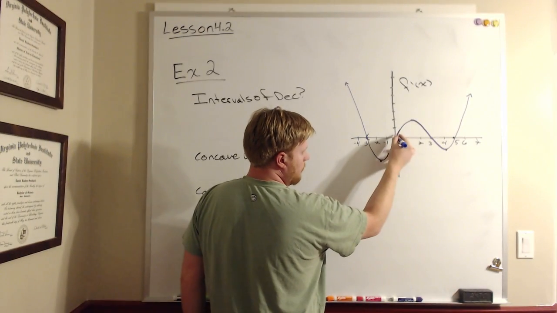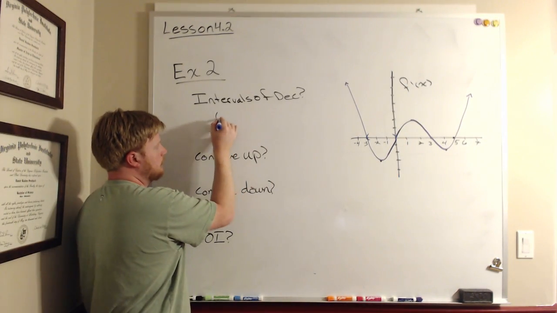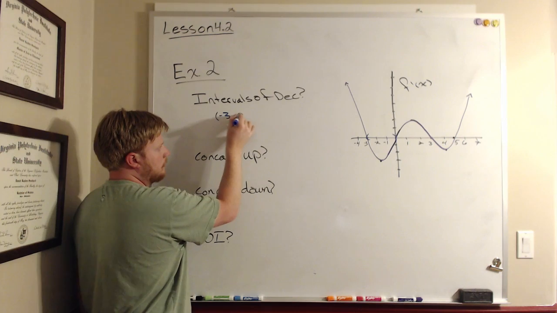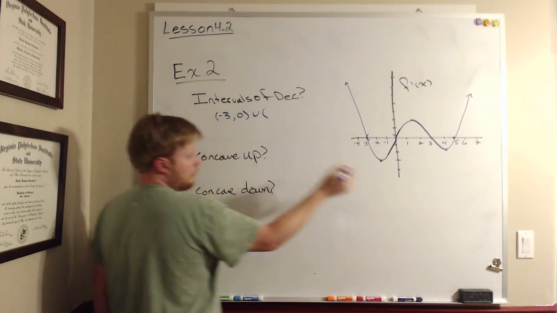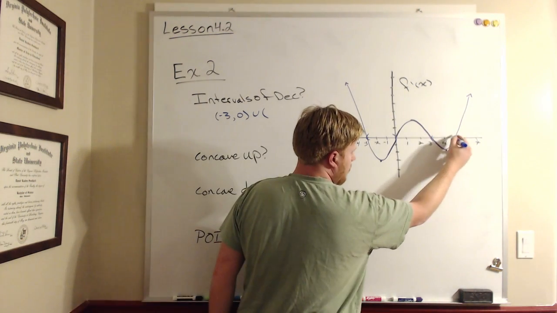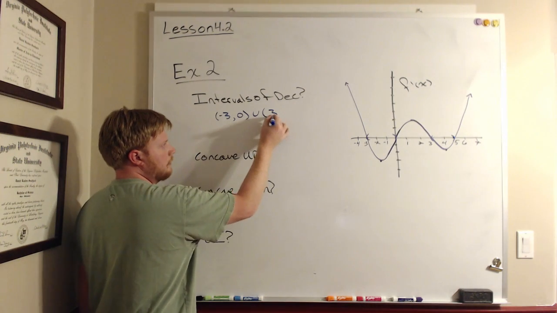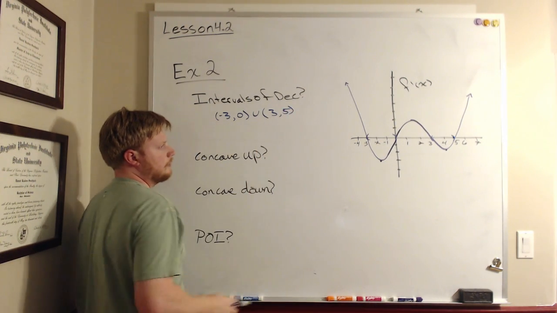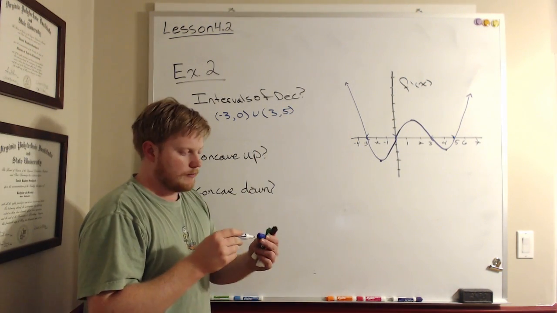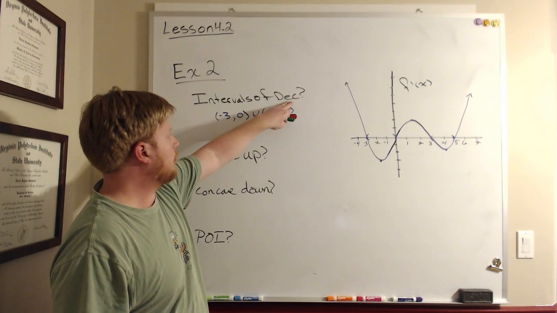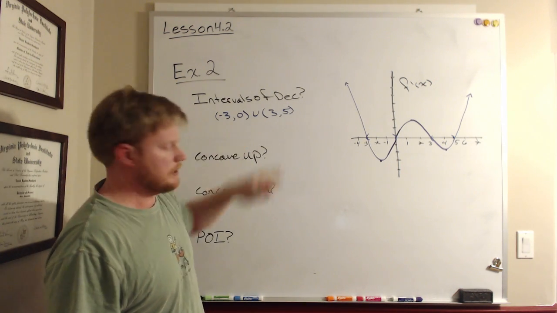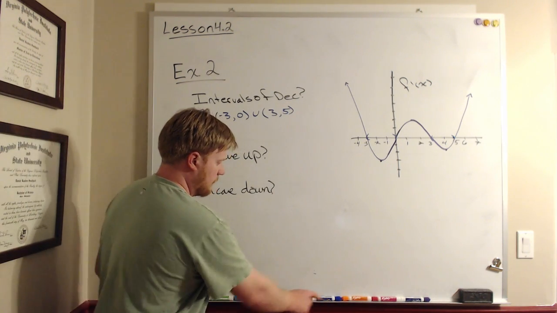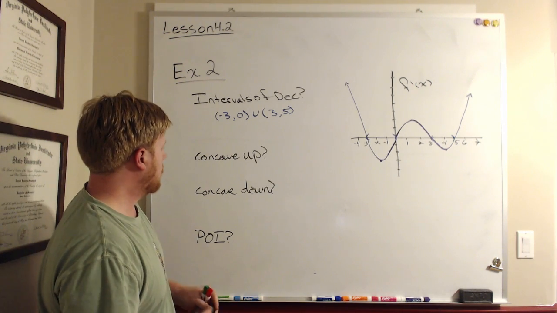So from -3 to 0. And from 3 to 5. That's where the graph of f prime is negative, or the original function is decreasing. Okay.